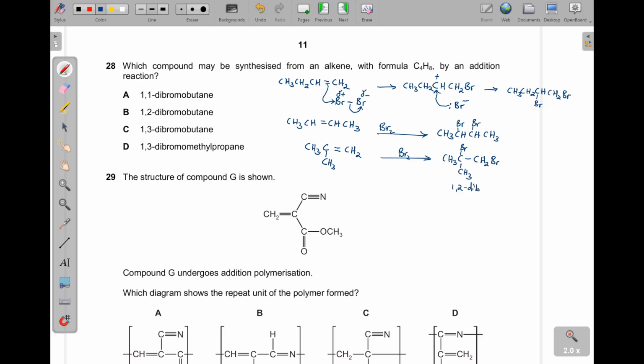1,2-dibromo methylbutane. Methyl, I mean propane, not butane. But here we are having 1,3-dibromo, yet we are supposed to have this one here, you see. So meaning our answer is this B, which is 1,2-dibromobutane.